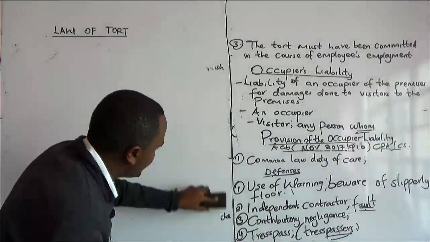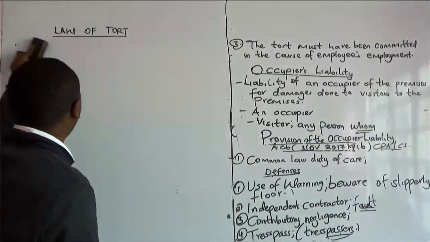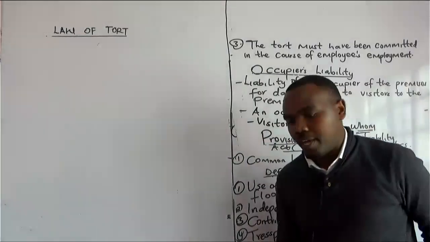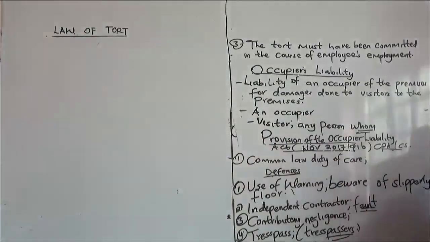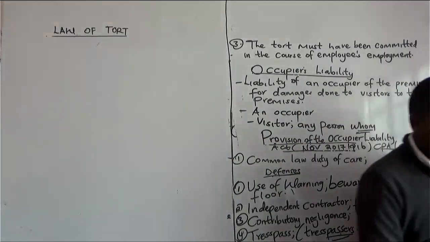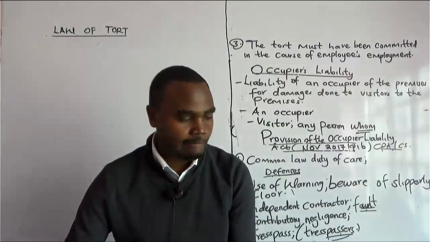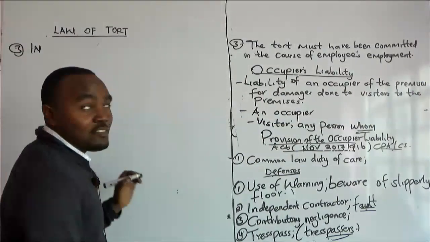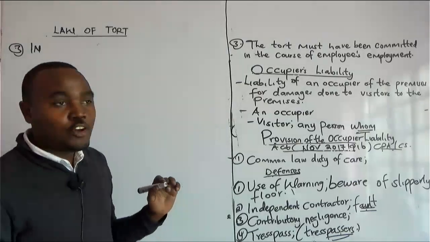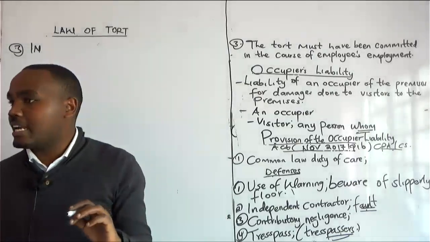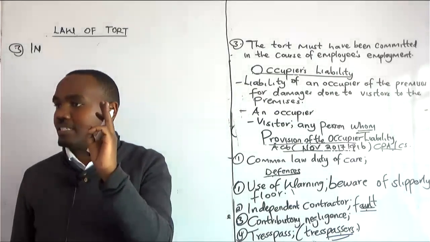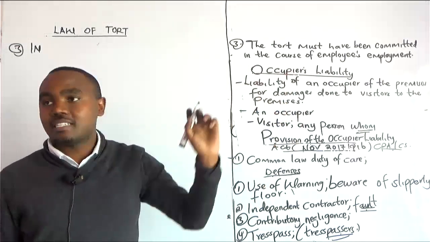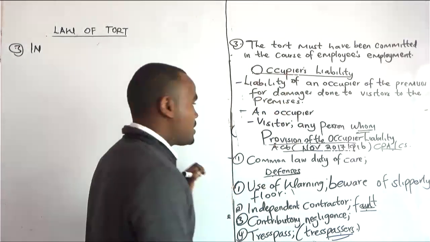Let us answer a question in the ATD paper on liability of an independent contractor. The other liability under tort: the first one you have discussed, vicarious liability; the second one, occupier's liability; the third one, independent contractor.